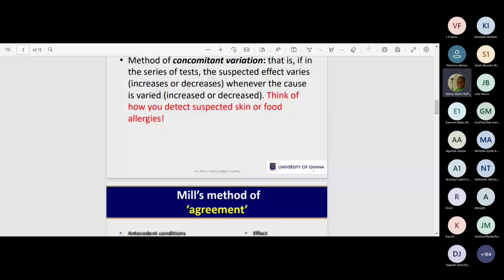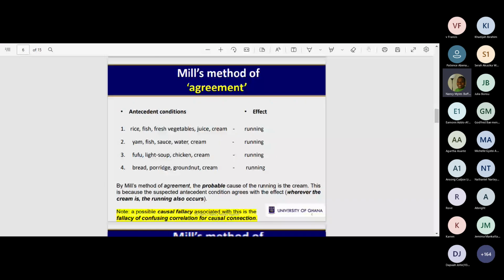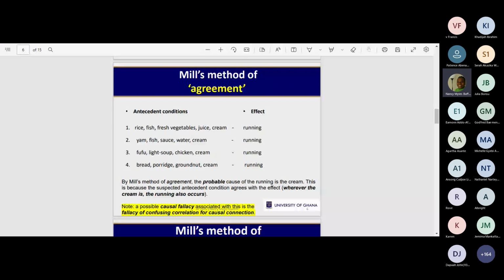Let's look at them. Look on your screen now. Let me explain J.S. Mill's method of agreement. I'll take your questions. If we were all roommates, look on my screen, please. It will help you. 4 of us are roommates. We go out to eat. When we went, each one of us took different meals. So Nancy took rice, fish, fresh vegetables, and juice. Khadija took bread, porridge, granules, and cream. She was breaking her fast, so she didn't eat heavy. Then John took yam, fish, sauce, and water.